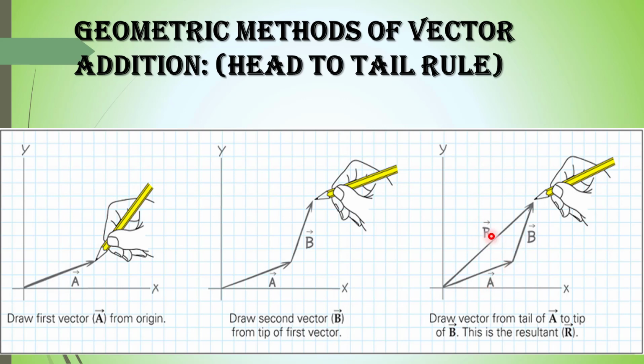This resultant has the same effect as that of vector A and vector B. So we can replace these vectors by this resultant vector. So this was the head to tail rule.